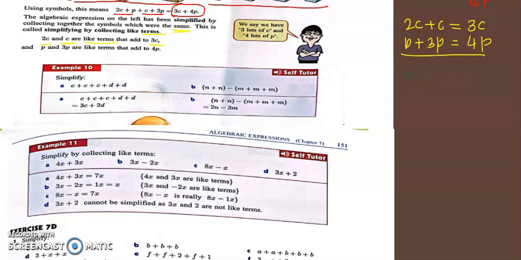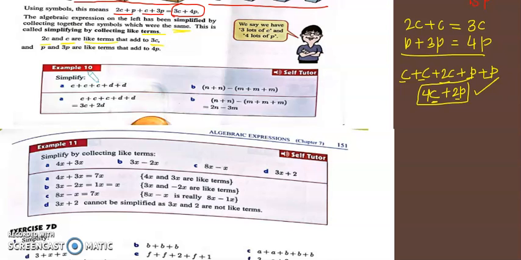So if I ask you to add c plus 2c plus p, it will be c plus c 2c and 2c 4c, and p plus p will be 2p. Now we cannot add c and p. We have to stop here. This is the final answer.